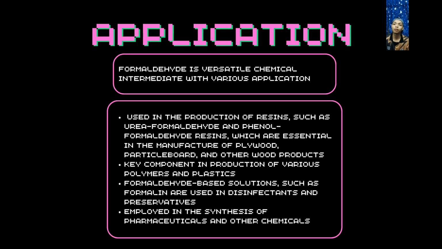The application for formaldehyde is that it is used in production of resin such as urea formaldehyde and phenol formaldehyde resin, which are essential in the manufacture of plywood, particle board, and other wood products. It is also a key component in the production of various polymers and plastics. Formaldehyde-based solutions such as formalin are used in disinfectants and preservatives. It is also employed in the synthesis of pharmaceuticals and other chemicals. That's all.